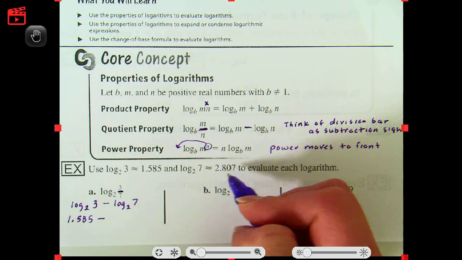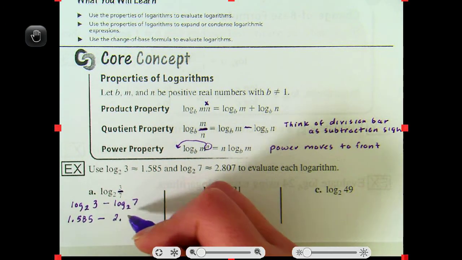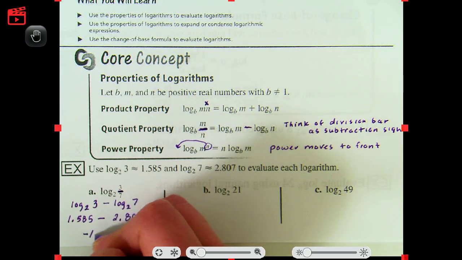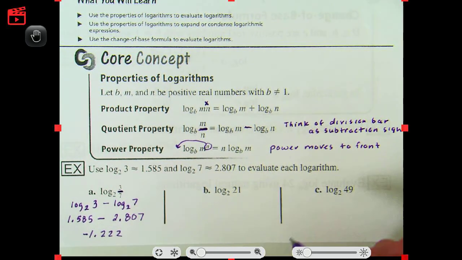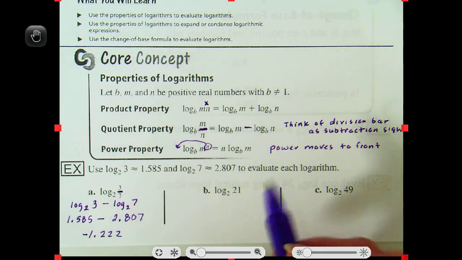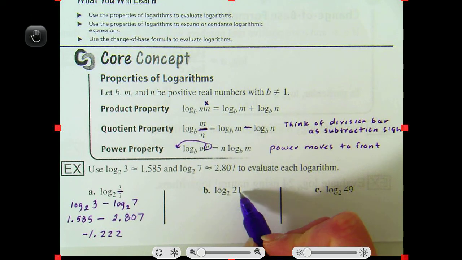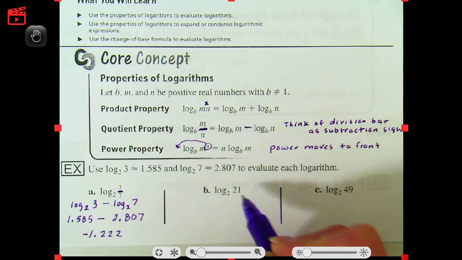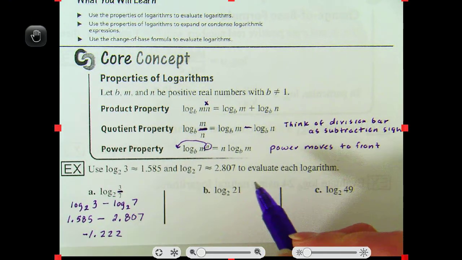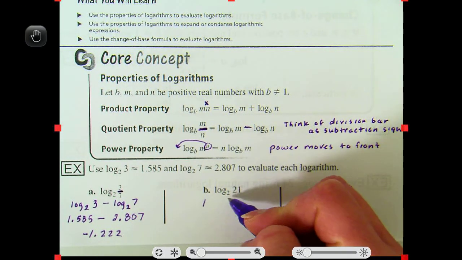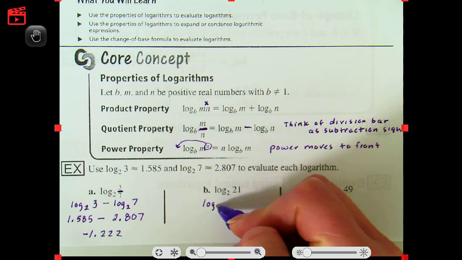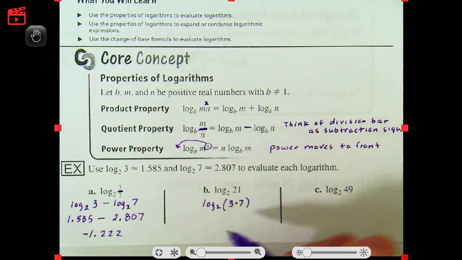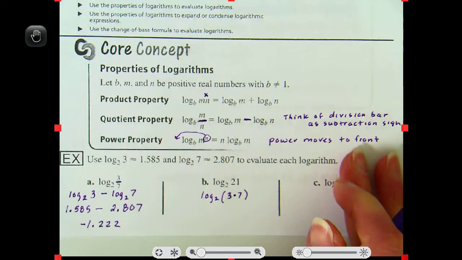Minus log base 2 of 7 was about that 2.807. You type that in your calculator and you get negative 1.222. Here I have log base 2 of 21. If I need a 21 and I have a 3 and a 7, I can get a 21 if I multiply 3 and 7. So I would think of log base 2 of 21 as log base 2 of, instead of 21, I would think of it as 3 times 7, because 3 times 7 is 21.